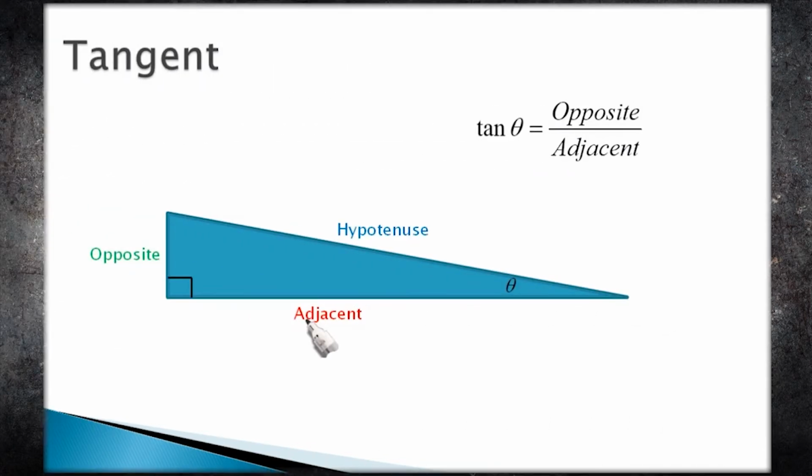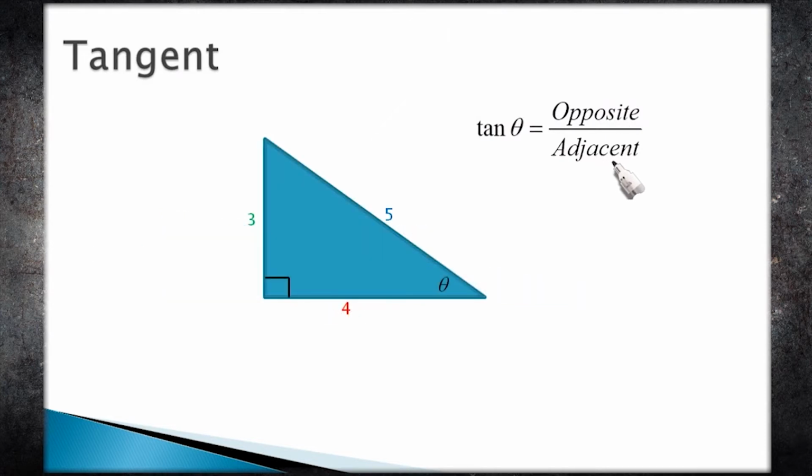Finally, we need to look at tangent. Here's what you need to remember. The tangent of angle theta right here, whatever it happens to be, is equal to the length of the opposite side divided by the length of the adjacent side. So in this example, the length of the opposite side is 3. The length of the adjacent side is 4. We don't need a calculator to figure that out. That comes out to 0.75.